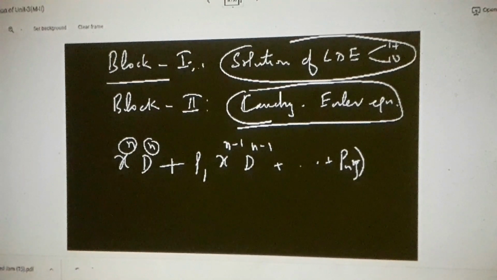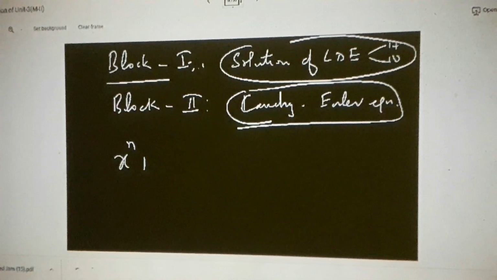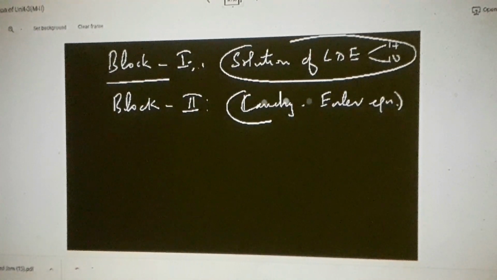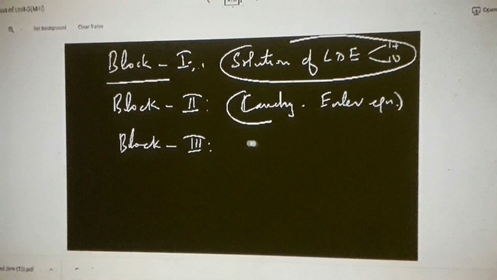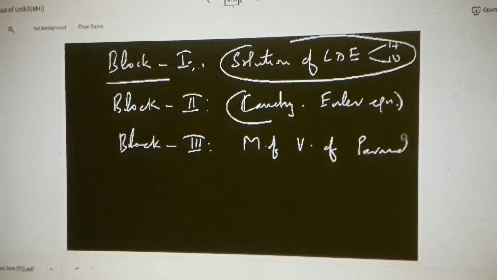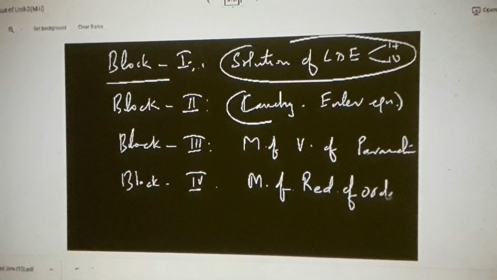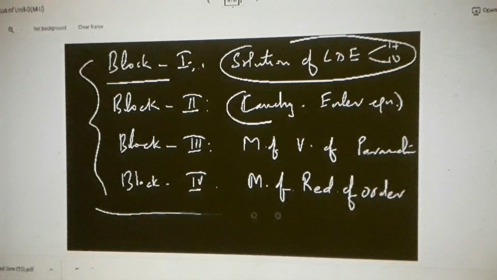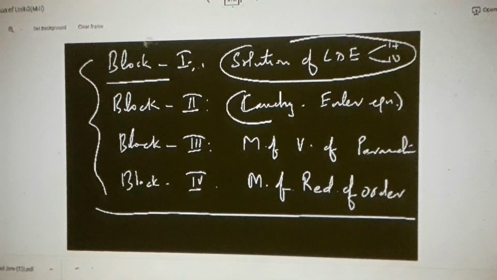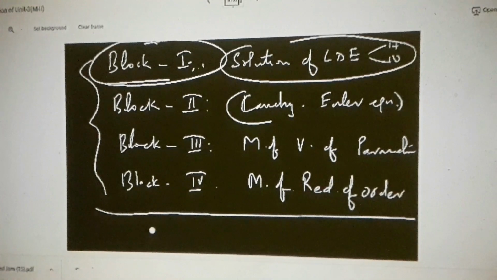Now how to deal with this particular concept, I will give one example. I will touch the beginning and then you can follow very easily. I'll talk about that at some later point of time. And block 3 is dealing with the method of variation of parameters. And one more block that deals with the method of reduction of order. These are only the main things in this particular unit. So this part we have finished. Now I will deal one by one with this part.